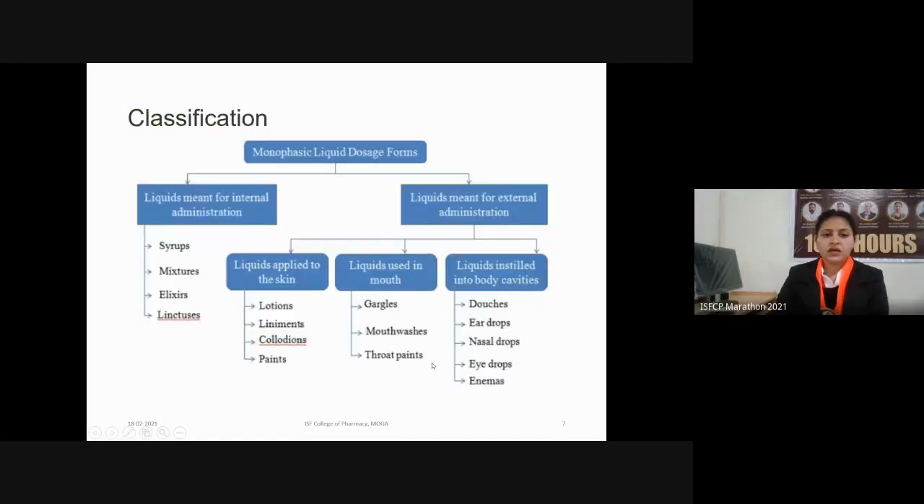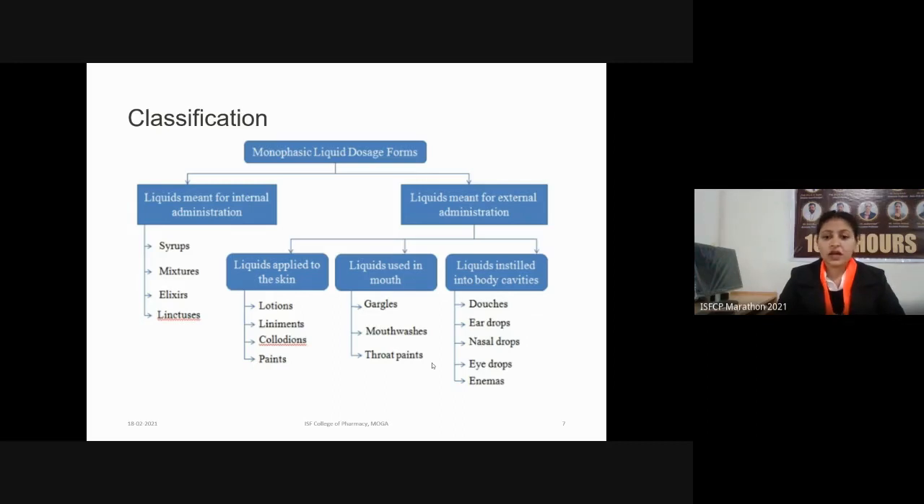Now, the classification of the monophasic liquid dosage form. The monophasic liquid dosage forms are classified into two categories. One is the liquids meant for internal administration. The other one is the liquids meant for external administration. The liquids that we use internally means we take them internally. Our examples are syrups, mixtures, elixirs, and linctuses.